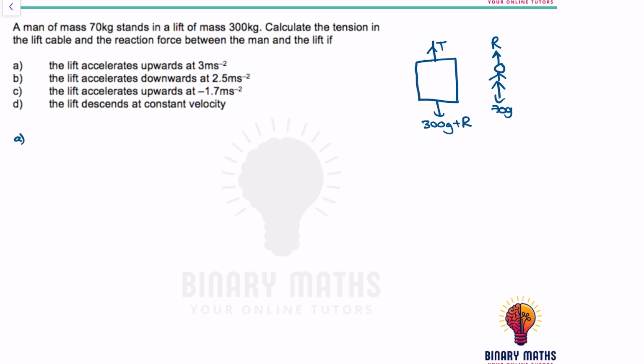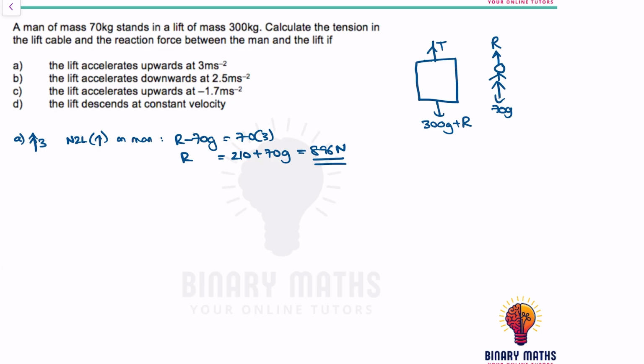Okay, so in A, the lift accelerates upwards by 3 meters per second squared. So Newton's second law applied vertically to the man: because it's accelerating upwards by 3, R minus 70g must be equal to 70 times 3, which means R is equal to 210 plus 70g, which is equal to 896 newtons. So that's the reaction force between the man and the lift.